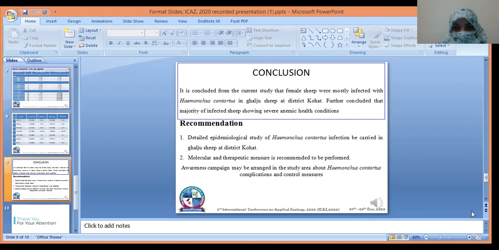Recommendations. A detailed epidemiological study of Haemonchus contortus infection should be carried out in Ghaljo sheep in district Kohat. Molecular and therapeutic measures are recommended to be performed. Awareness campaigns may be arranged in the study area about Haemonchus contortus complications and control measures.